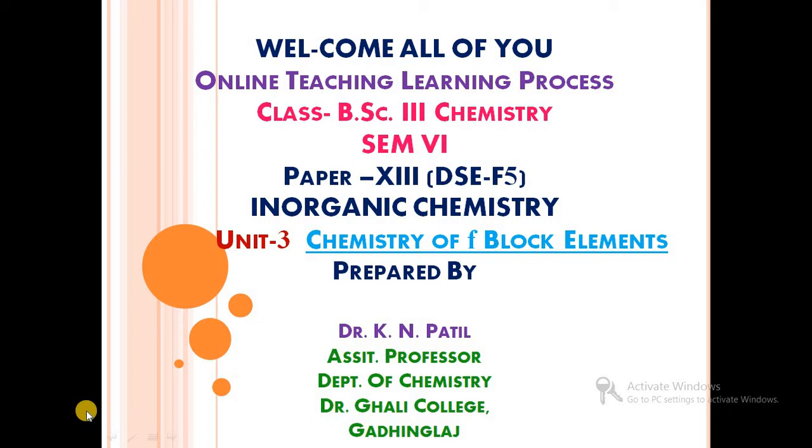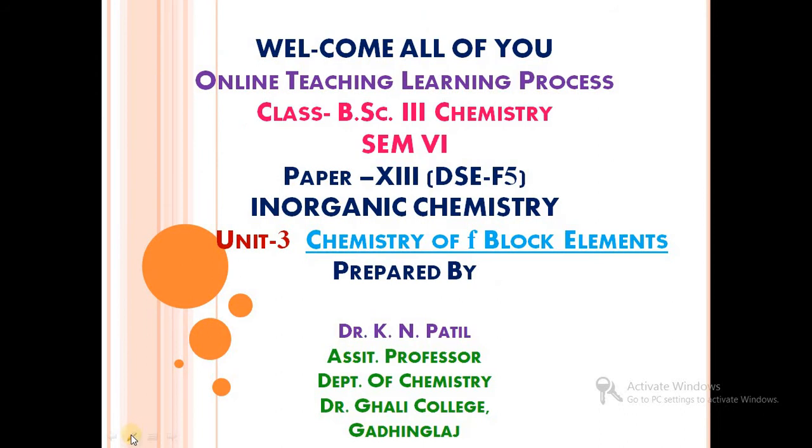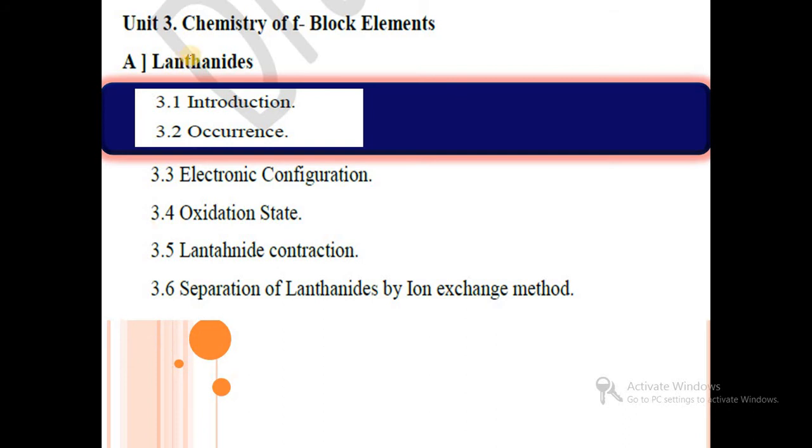We have started paper number 13, inorganic chemistry, and in this we will start unit number 3, that is chemistry of F block elements, that is 4F and 5F series elements. In unit 3, the first part is the lanthanides and the second part is the actinides. In this video we will see the introduction to the lanthanides and their occurrence.